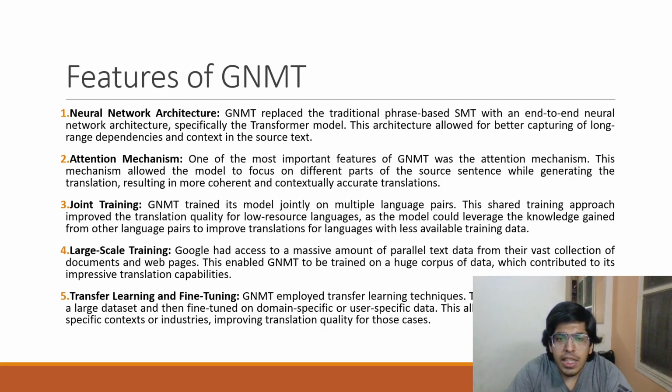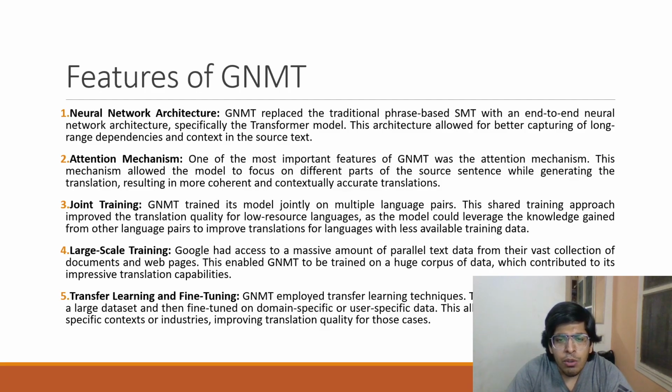Joint training. GNMT trained its model jointly on multiple language pairs. This shared training approach improved the translation quality for low-resource languages, as the model could leverage the knowledge gained from other language pairs to improve translation for languages with less available training data.